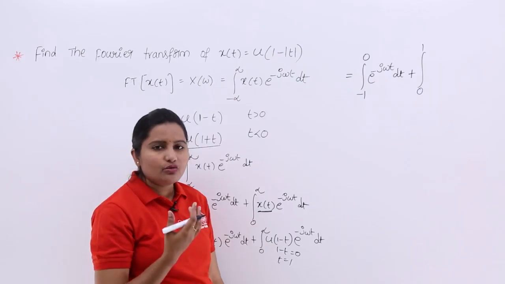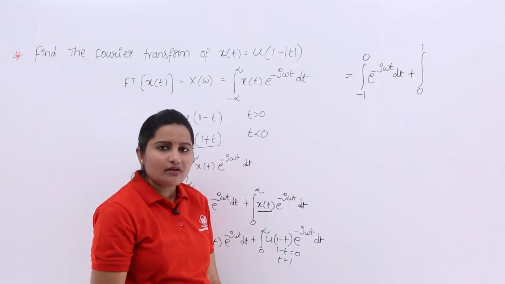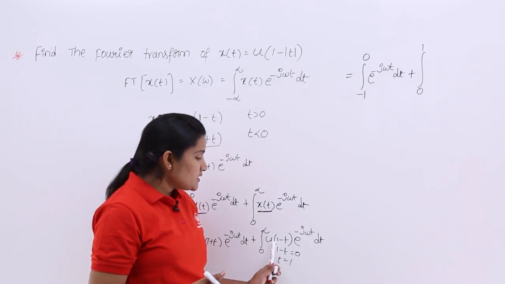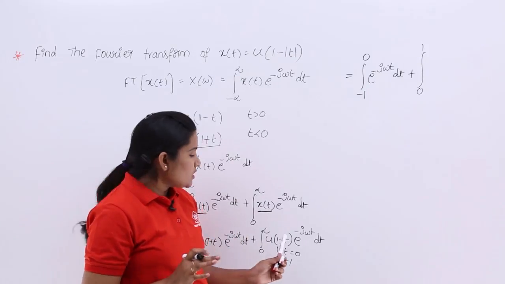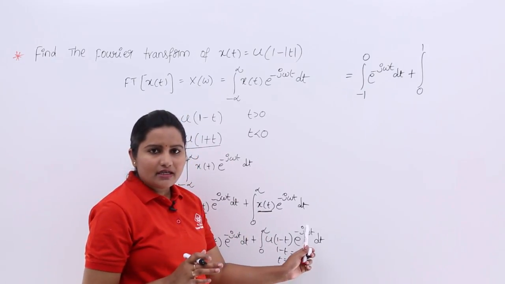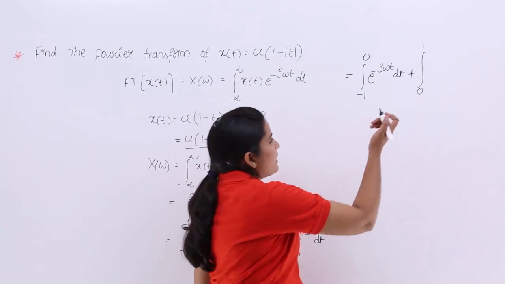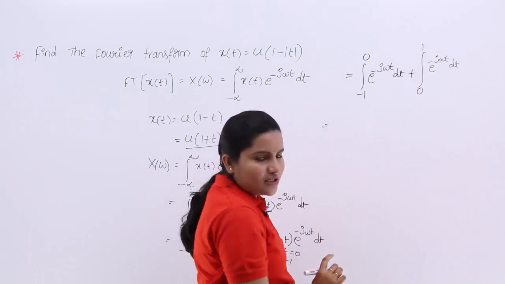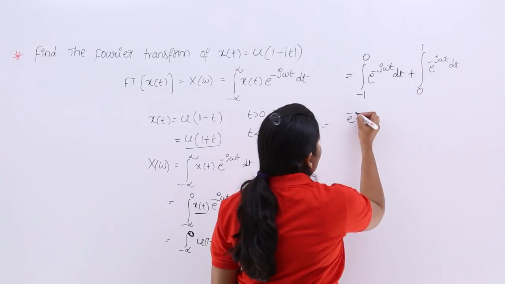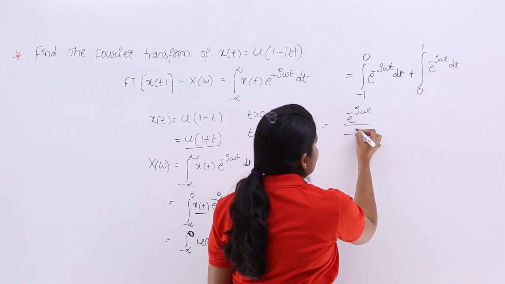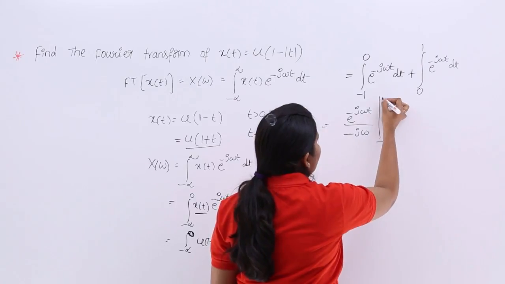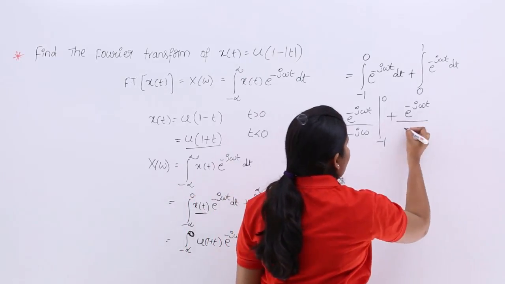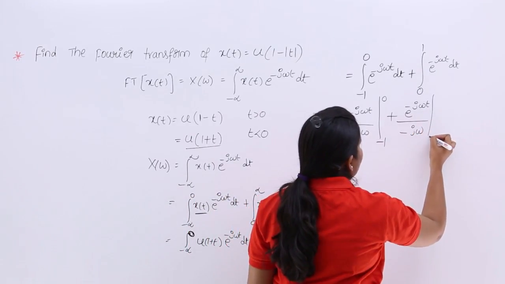For example, if you consider t equal to 2, 3, 4, 5, 6, in all other cases up to infinity, your unit step function will show 0. Now coming to the remaining part, e power minus j omega t dt, which I am going to write here. If you consider this integration, the integral of e power minus j omega t is e power minus j omega t divided by minus j omega. I need to substitute the limits 0 to 1.